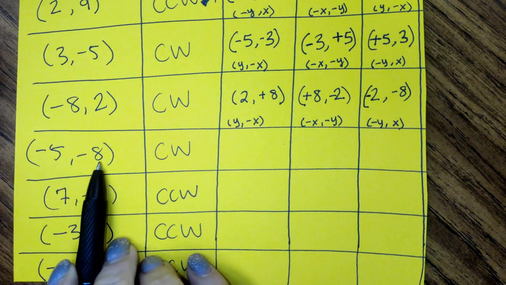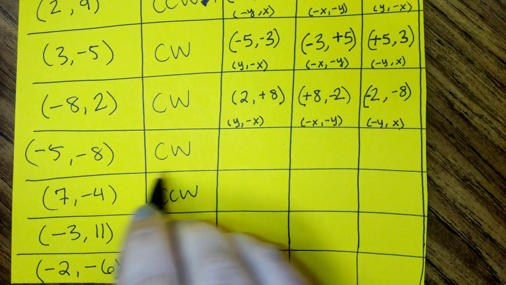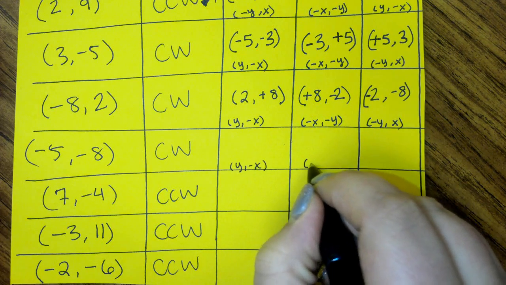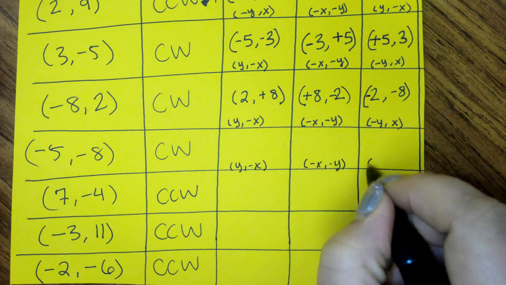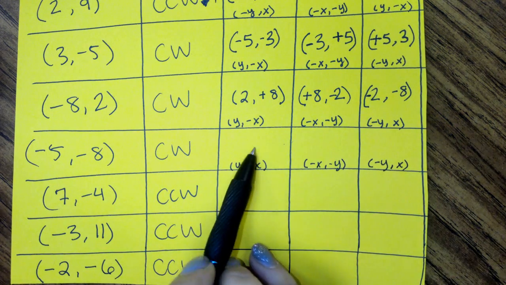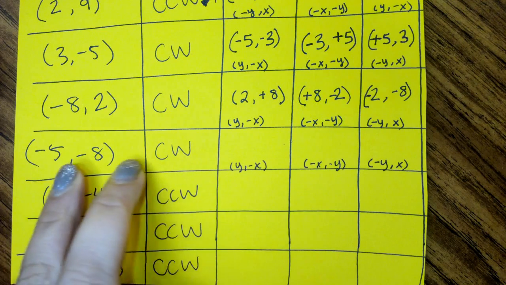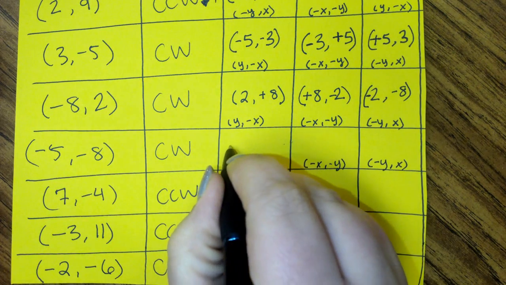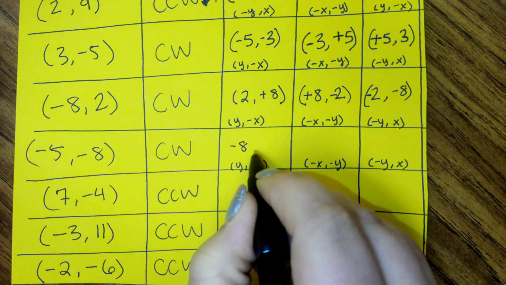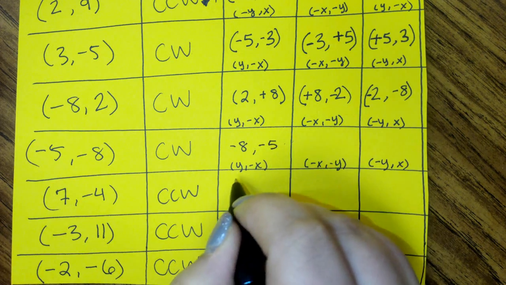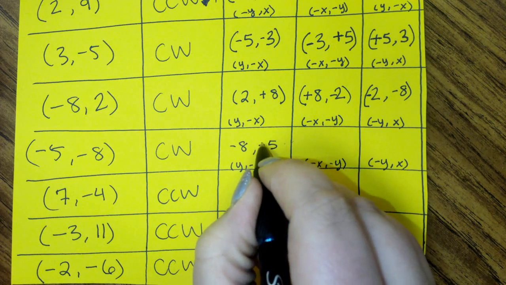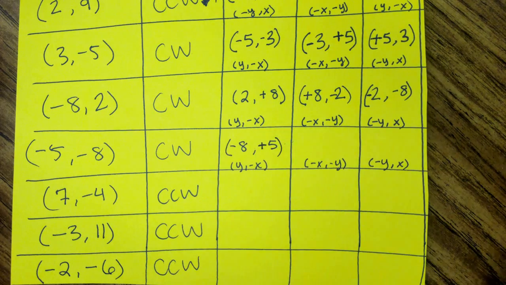I've got -5, -8. Again, we're still clockwise, so normal y, opposite x; opposite y, opposite y, normal x. For 90 and 270, you're always going to have to flip the order of the coordinates. So instead of -5, -8, we have -8, -5. Now we make the new second thing opposite, so instead of a -5, we'll have a +5.